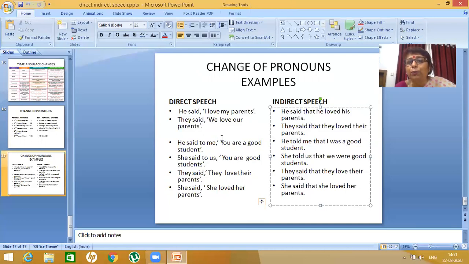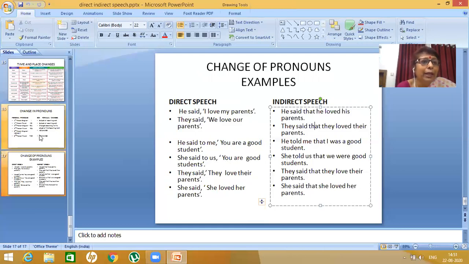This "I" over here has changed according to the object of the reporting verb. What is the object over here? Here the object is "me." He said to whom? He said to me. So according to the "me," this has changed into the object of the reporting verb. She said to us, "You are good students."